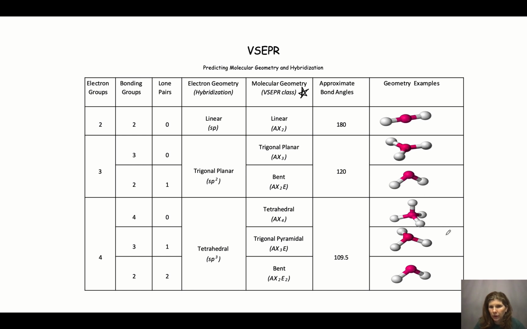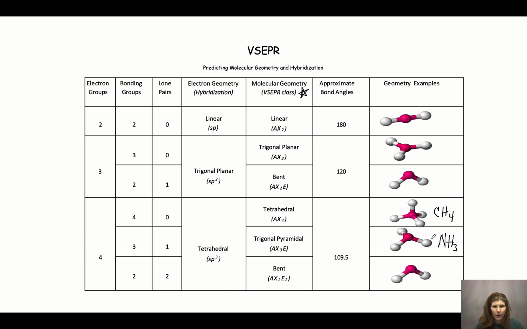A good example of this is ammonia, NH3. A good example of tetrahedral would be methane, CH4.